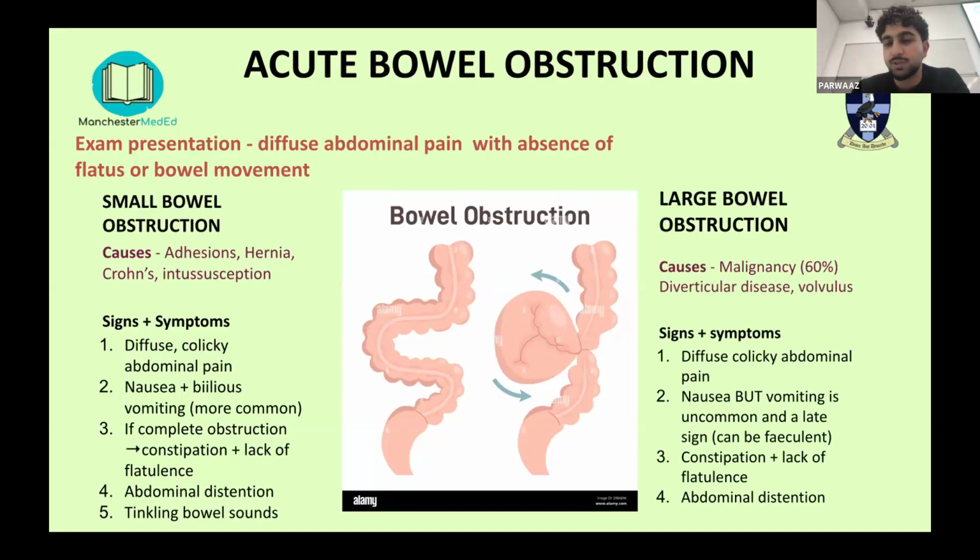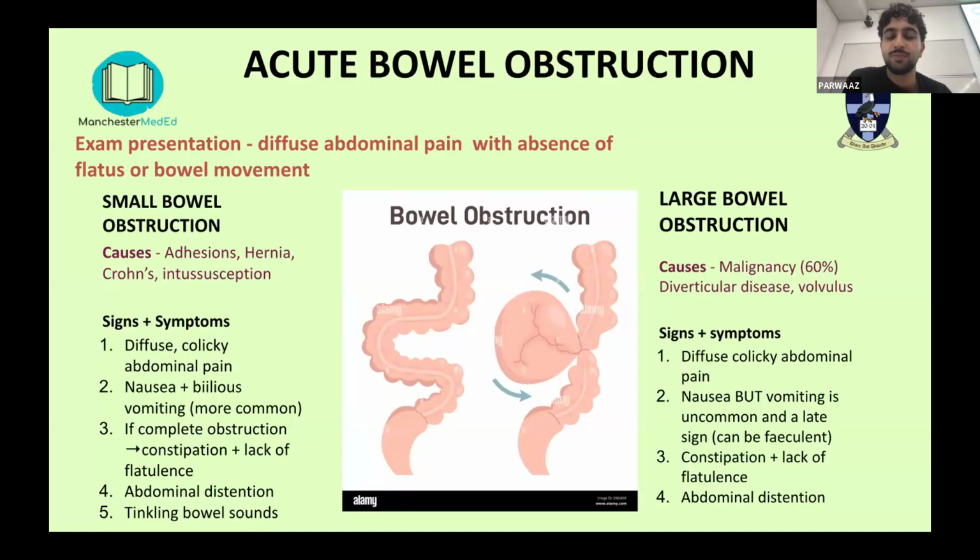Which brings me on to large bowel obstructions. So we said before that small bowel obstructions were usually due to adhesions from surgery. When you see large bowel obstructions, it will almost always be because of malignancy. Okay. For the purpose of exams, in reality, about 40% of large bowel obstructions are due to other reasons. But for exams, most large bowel obstructions are due to undiagnosed or diagnosed cancer. Okay. Some other reasons are diverticular disease. Volvulus as well. So sigmoid or cecal volvulus can cause bowel obstruction as well. And it presents quite similar.